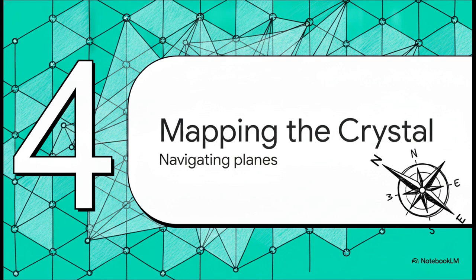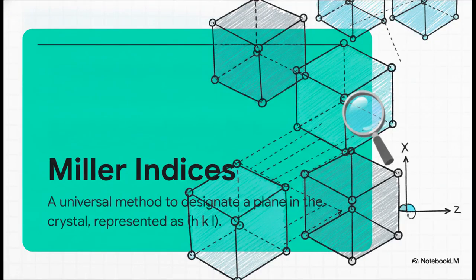All right, Section 4, mapping the crystal. How do we navigate these unlimited sets of parallel atomic planes? So to actually talk about these specific planes, material scientists desperately needed a 3D coordinate system. Enter Miller indices. Developed by a scientist named, well, Miller, this is a universal, foolproof method used to designate any flat slice straight through the crystal lattice. It is simply represented by 3 numbers in parentheses, which we call H, K, and L.